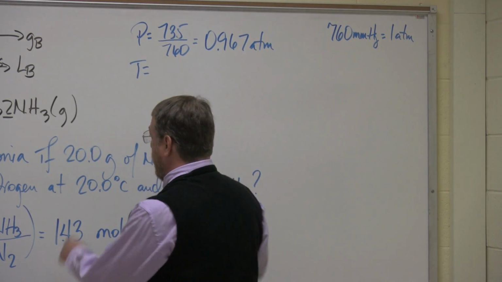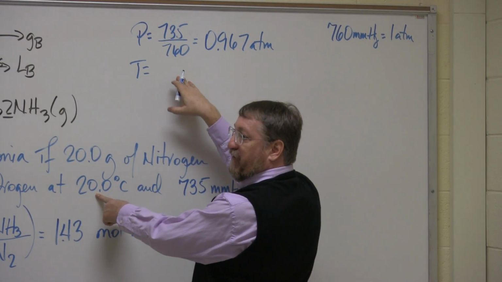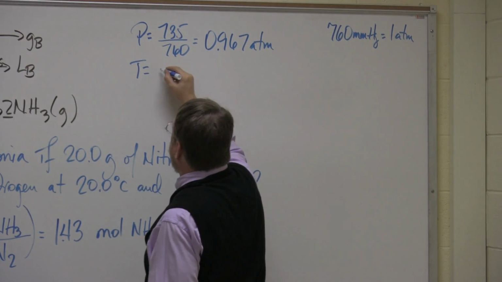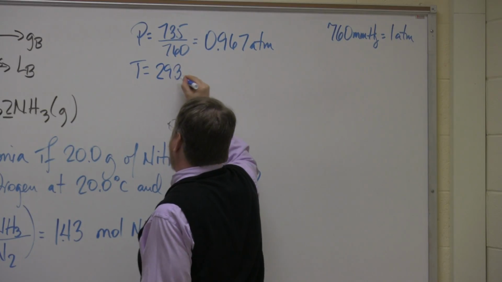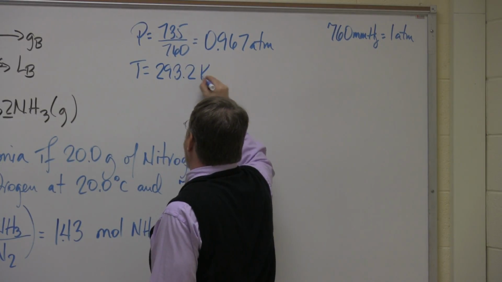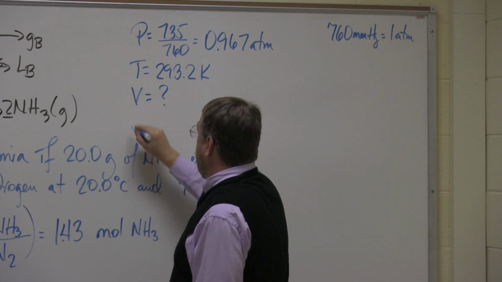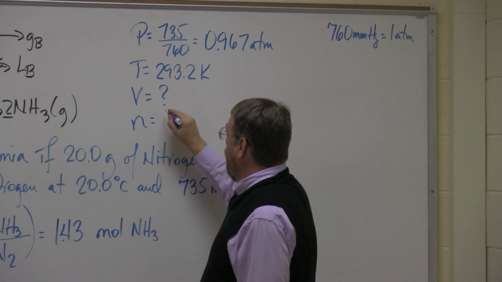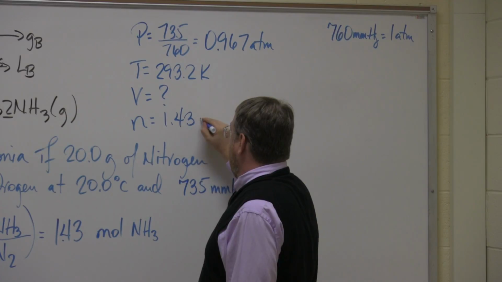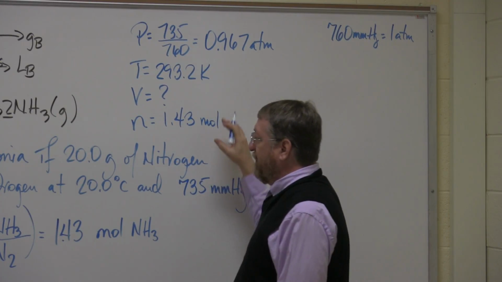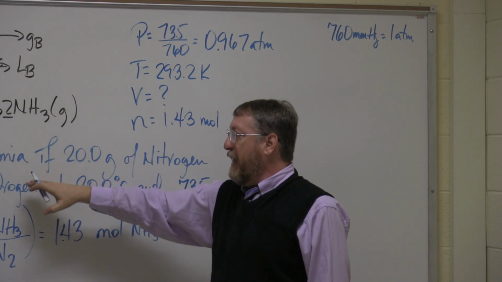Our temperature is 20 degrees Celsius, but as you know, PV equals nRT, we must use Kelvin. So we're going to have 293.15, we'll put it at 293.2 Kelvin. Our volume is our unknown. Our number of moles is 1.43 moles because we're finding the volume of ammonia, not of nitrogen.